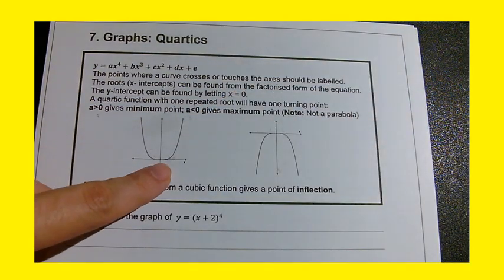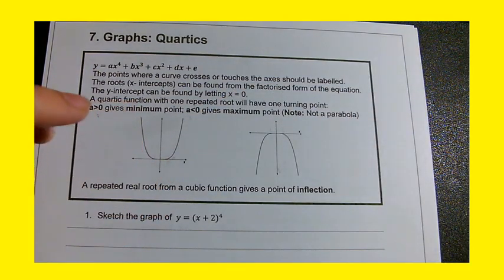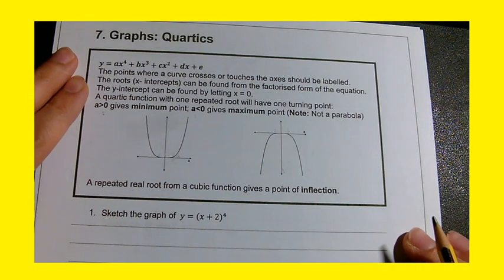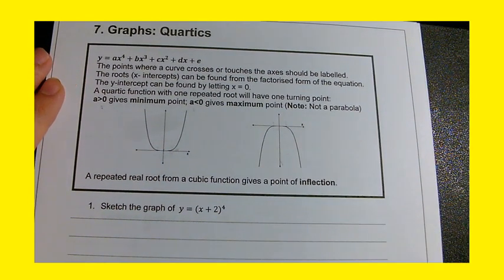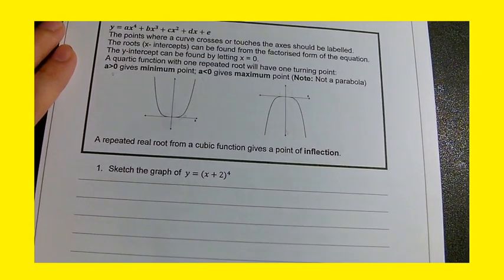The reason for this is that when you take numbers between 0 and 1 and between 0 and -1, fractional numbers, and raise them to the power of 4, you're going to get very low y values, which explains this behaviour here. Again, if you've got a repeated real root from a cubic, that gives a point of inflection.